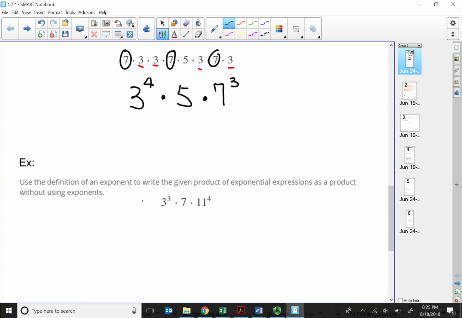Use the definition of an exponent to write the given exponential expression as a product without using exponents. This problem is just the opposite of the previous two. We need to write them all out. So 3 to the third means 3 times itself 3 times. And 7 means 7 to the first power. In the next video, I will show you the rules. Times 11 to the fourth power means 11 times itself 4 times.